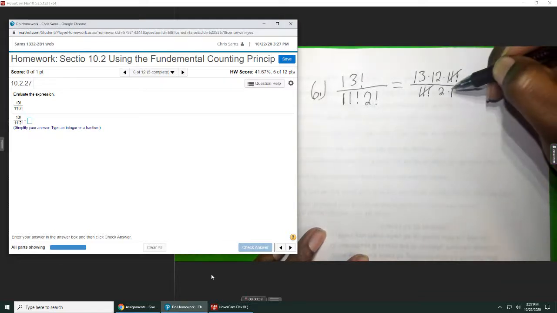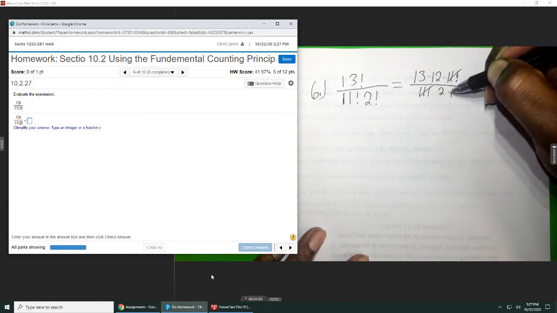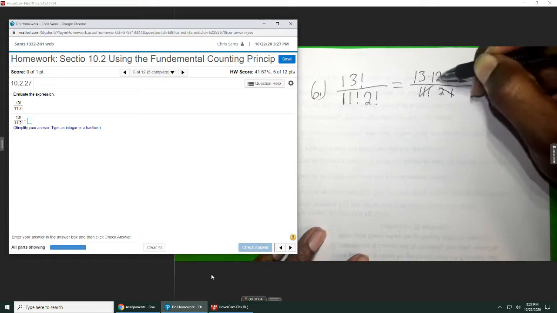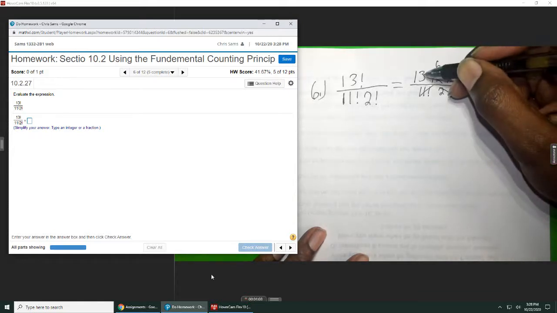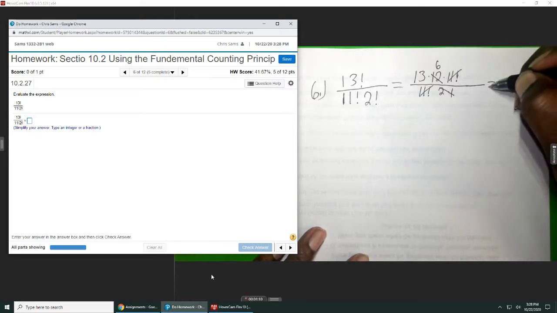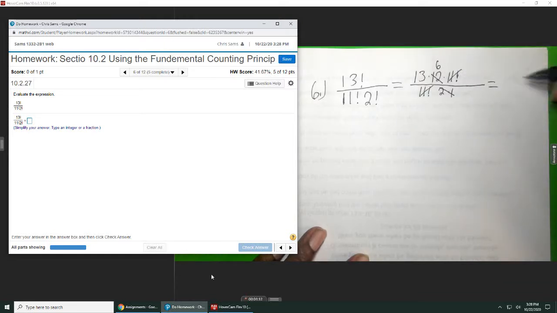Okay, 2 times 1 is 2, and 12 is divisible by 2. So divide by 2, and that leaves you with 6. And so all we have to do is multiply 13 times 6, and 6 times 3 is 18, carry your 1, so 78.